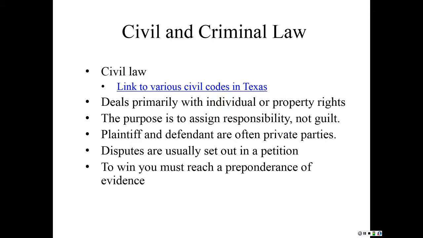To win a civil case, the level of evidence or the level of proof you must reach is called a preponderance of evidence. We can actually associate a number with preponderance of evidence, and this number is simply 51%. If you, the accuser, are saying the defendant is responsible for harming you in some way, shape, or form, you must prove that the defendant was at fault for at least 51% of the accident, of the incident, of the harm or higher.